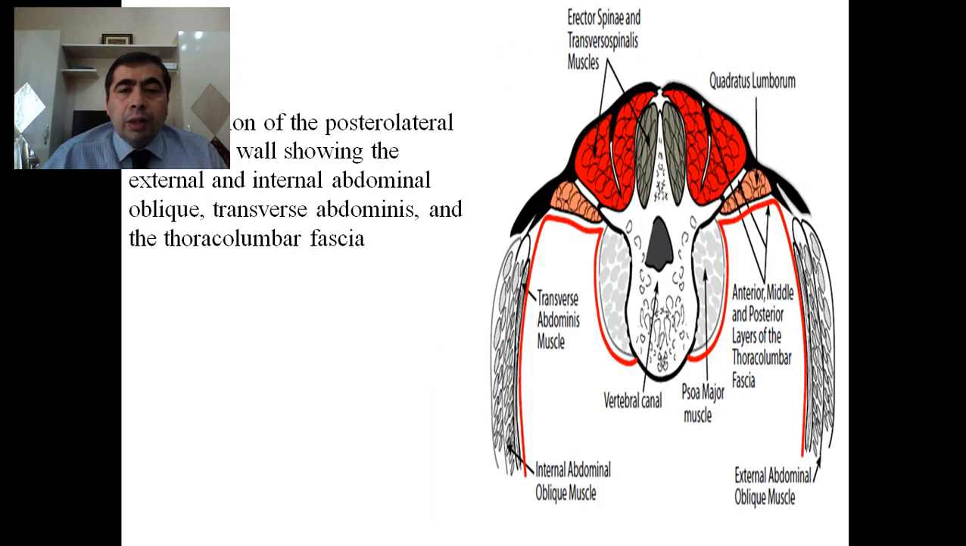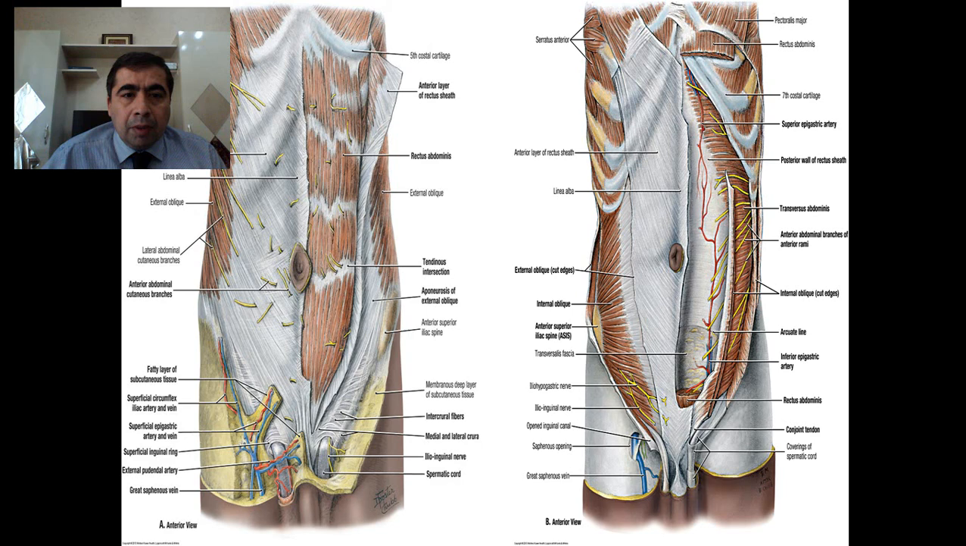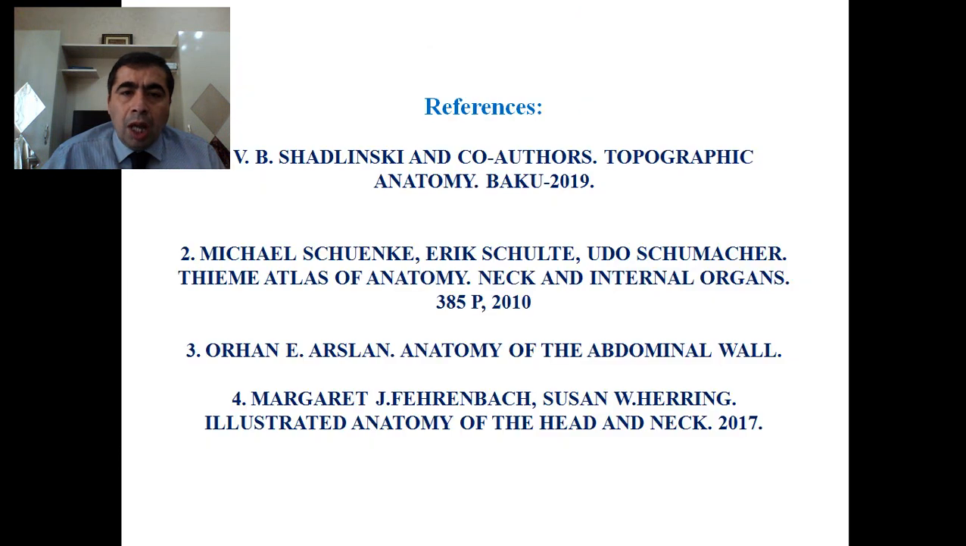Here you are looking at the cross section of the posterolateral abdominal wall, showing the external and internal abdominal oblique, transversus abdominis, and the thoracolumbar fascia. Again, you are looking at the rectus abdominis, inguinal region, and these are the references, the books which we used for the preparation of this lecture.